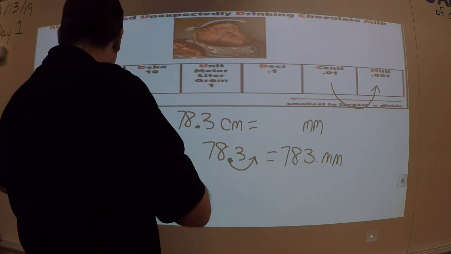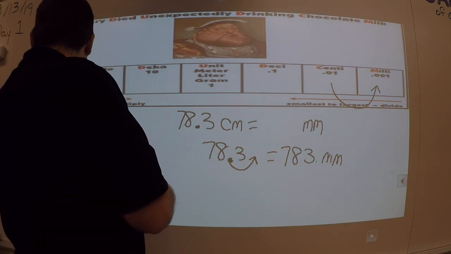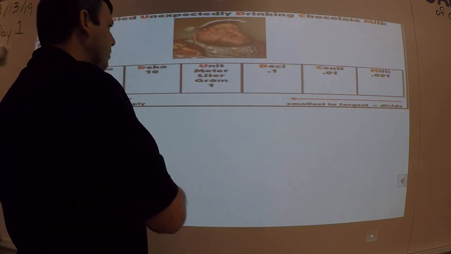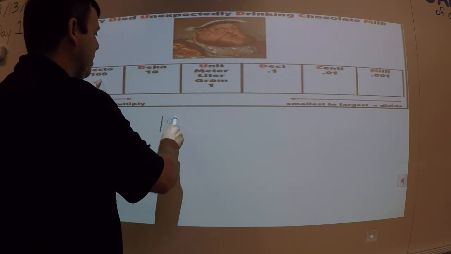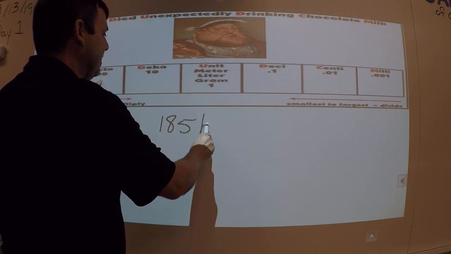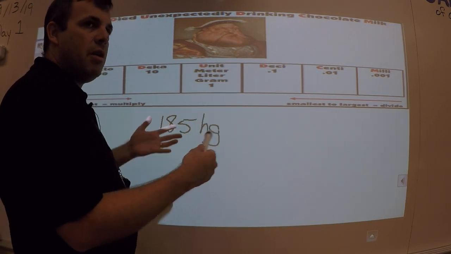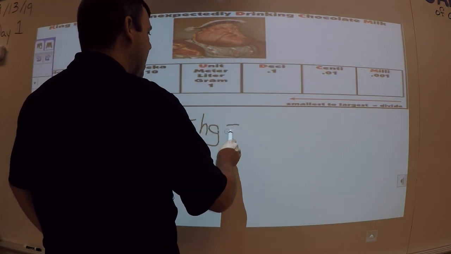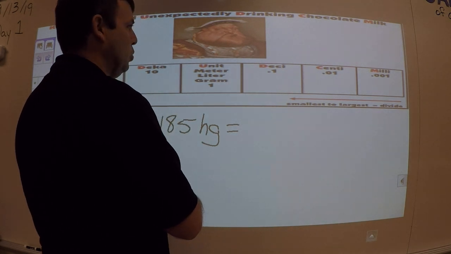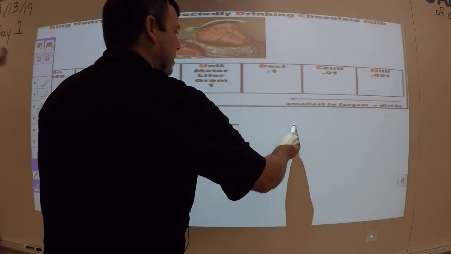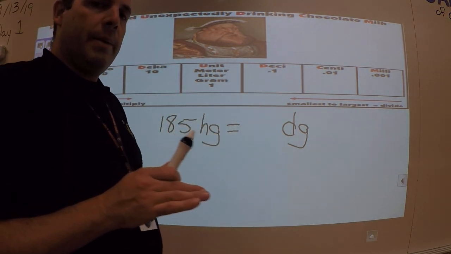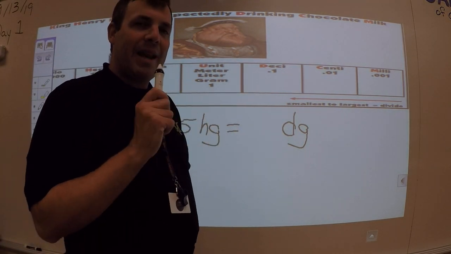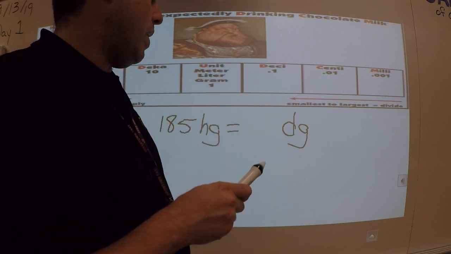Okay, let's do another one. Erase this. Let's do another one. What if, let's go over here, what if I've got, let's say, 185 hectograms? Could be meter, could be liter, whatever. And I want to go to deca. So I'm looking for the decigrams. Okay? Now this is going to be a bigger journey. And the train's going to have to stop at every single stop along the way.